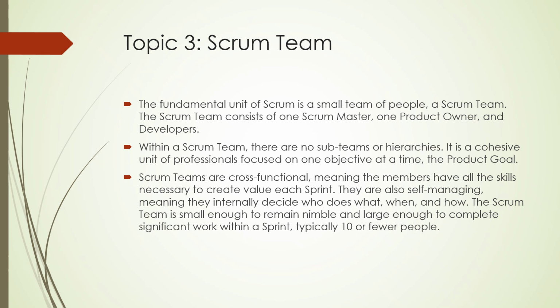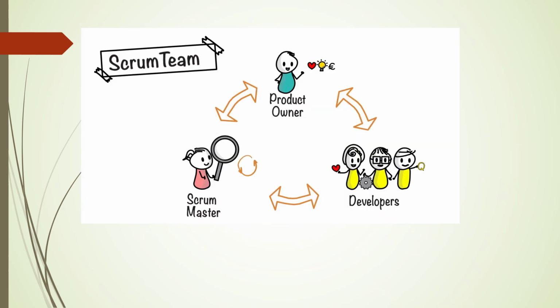Scrum teams are cross-functional, meaning the members have all the skills necessary to create value each sprint. They are also self-managing, meaning they internally decide who does what, when, and how. The Scrum team is small enough to remain nimble and large enough to complete significant work within a sprint, typically 10 or fewer people. So a Scrum team has one product owner, one Scrum master, and a number of developers.